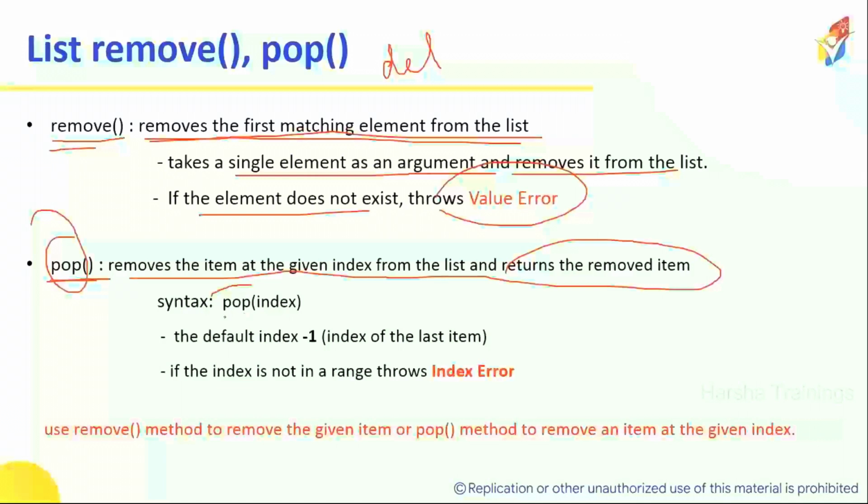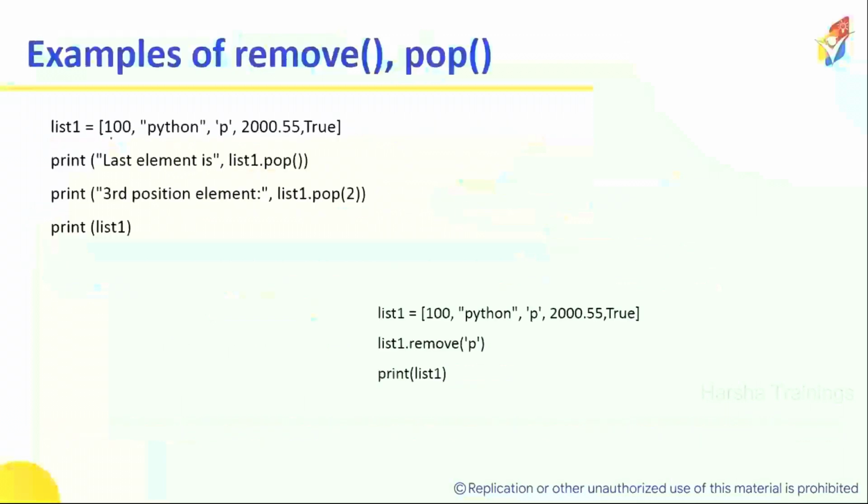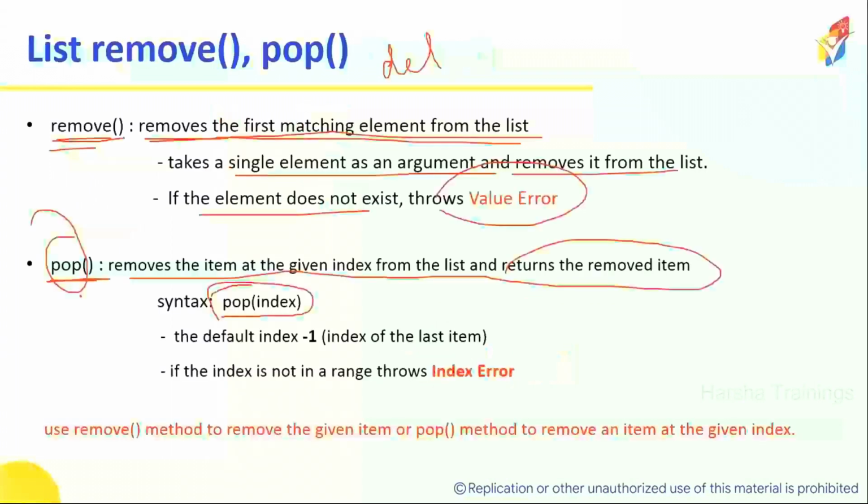Now, the pop function takes an index as argument, and the remove function takes an element as argument. If the element is available, it is going to remove it. If the element is not available, it returns an error. Whereas, what will the pop function do? Pop will do 2 operations. If I don't give any argument for pop, it always removes the last element. Pop of 2 means it will remove the element at index 2. Is it okay?